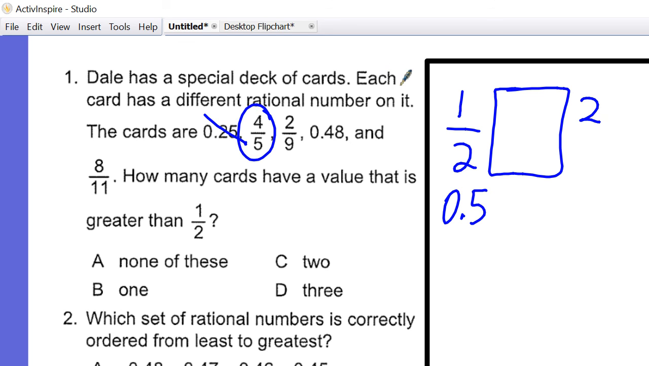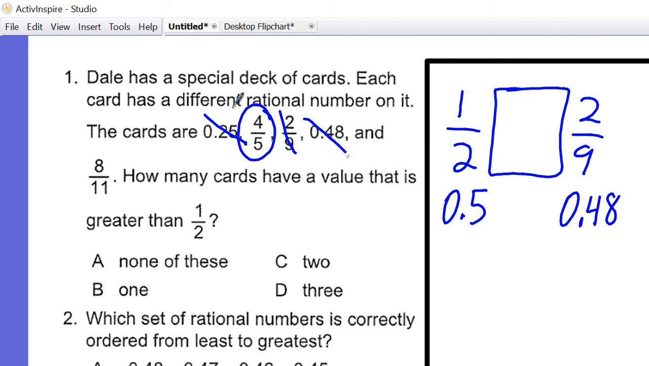Let's say I put 2 ninths in right here. Now I don't know the decimal equivalent of 2 over 9, but I do know that it's less than half. If I give you a quiz and you got 2 out of 9, that's definitely less than 50%. So that's less than a half. 0.48, that's actually really close to 0.50, but it's less, so that one doesn't count.